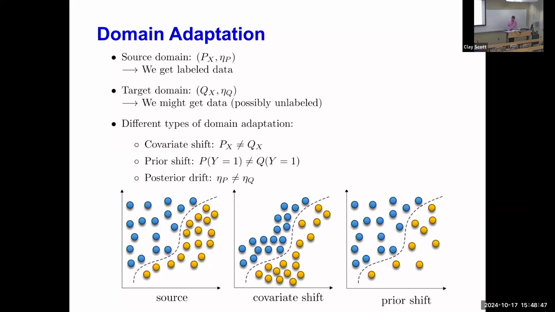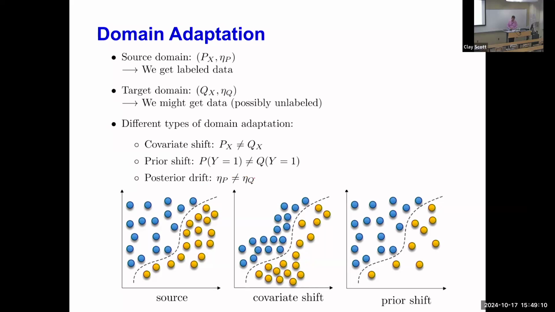There's a third type, which is not illustrated here, called posterior drift, where the posterior changes, but the X marginals remain the same. And this is the one that's relevant for label noise, as I'm going to explain.